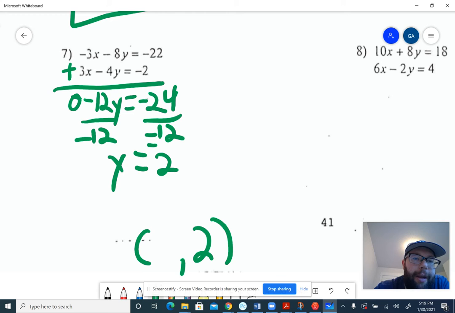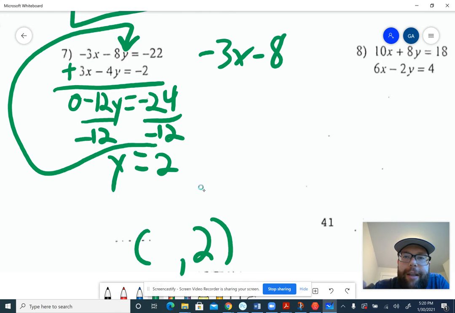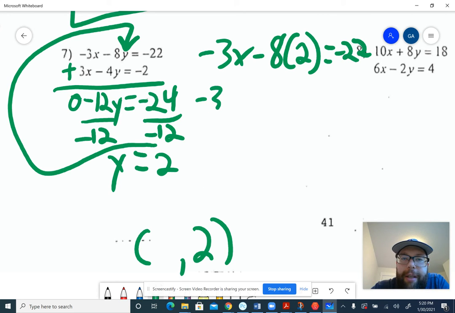So now that I know that, I'm going to take what y is equal to and plug it in. Again, doesn't matter which equation, you just pick one. I picked the top one, so I'm going to plug it in for y. So I'd have negative 3x minus 8 times 2 equals negative 22. So negative 8 times 2 would be negative 16 equals negative 22.